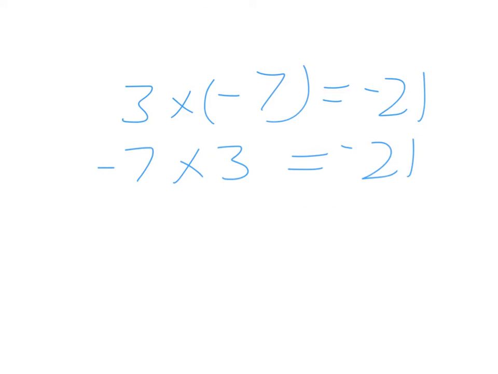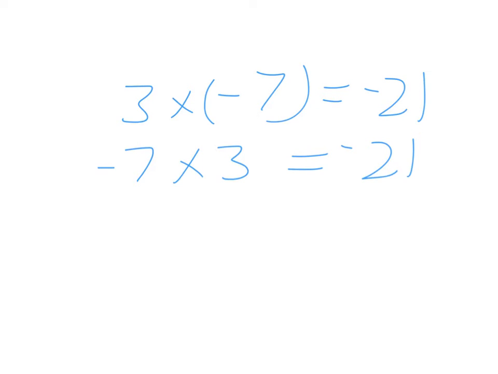So if we look at this fact family where we have 3 times negative 7 equals negative 21 and negative 7 times 3 equals negative 21. Again, we know that when we multiply integers, when we have a positive and negative, the product is going to be negative. So we just do 3 times 7 equals 21 and put a negative sign in front of it. Now we go back and we're going to divide this.